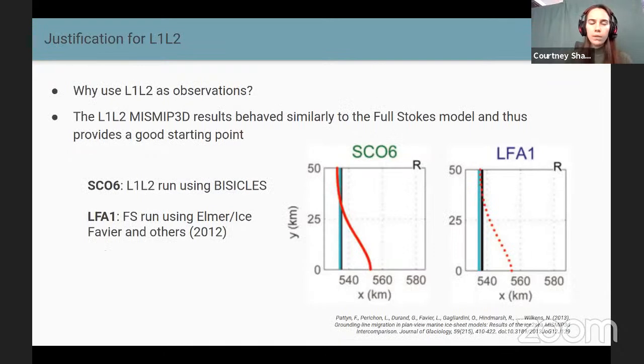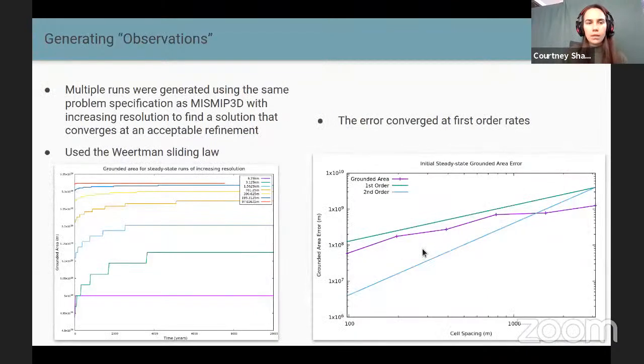First of all, why are we using L1, L2 as observations? Well, in the MISMIP 3D experiment, the L1, L2 results behaved very similarly to the full Stokes model, and the full Stokes is the gold standard for modeling. So this provided a really good starting point for us because L1, L2 is less expensive. In these figures, you can see SCO6, the L1, L2 run using BISICLES. In the right-hand figure, this is LFA1, the full Stokes model using the Elmer/Ice model. The black lines in both of these are the steady state grounding line positions that were generated, and you can see just how similar these positions were for both of these models. So we chose L1, L2 because of how similar they were.